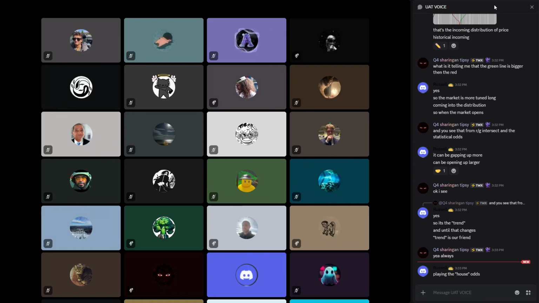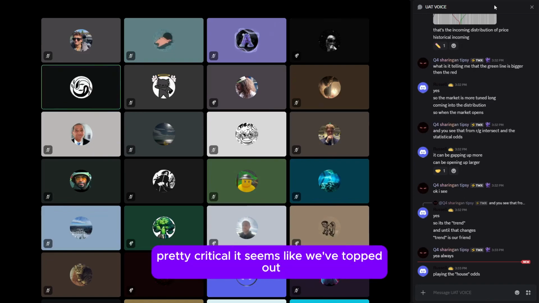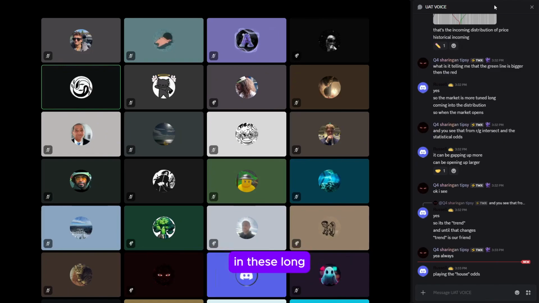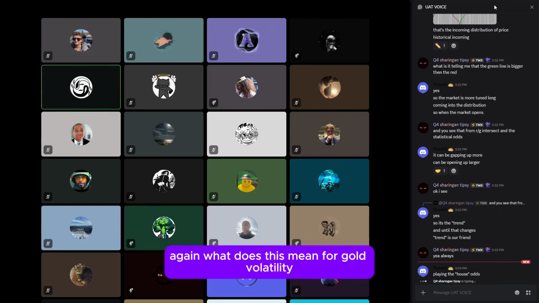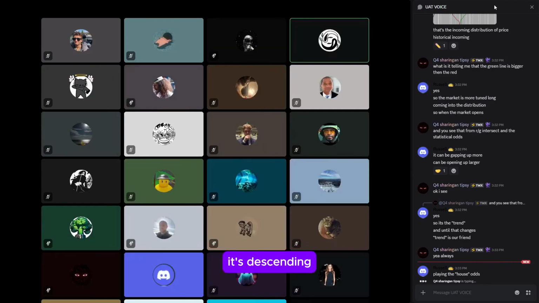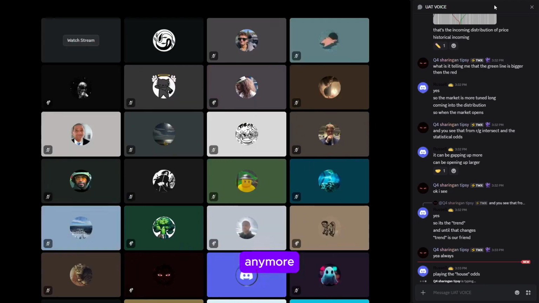Immediately here, I see something pretty critical. It seems like we've topped out in these long cycles on the IV, at least for this short moment. We're in an L cycle as of Friday, right, this is big. Look at our macro trend. We are red. Again, what does this mean for gold volatility? It's descending over time. It's in a down. Oh, of course, I'm not showing my screen. Hold on. Okay.